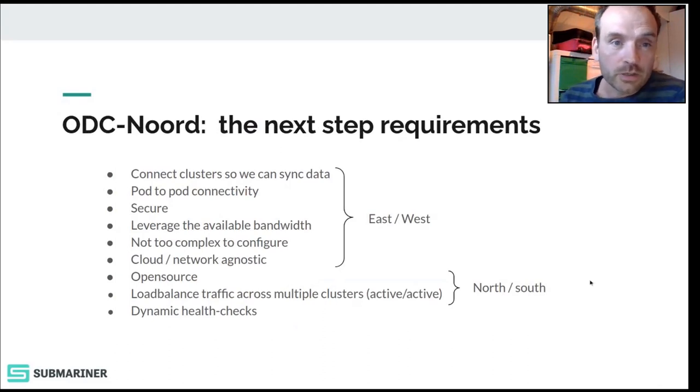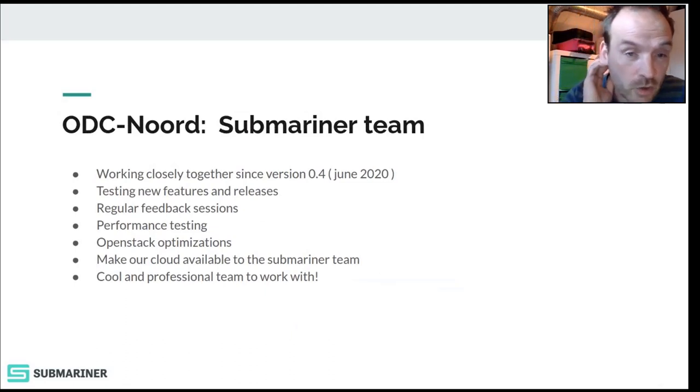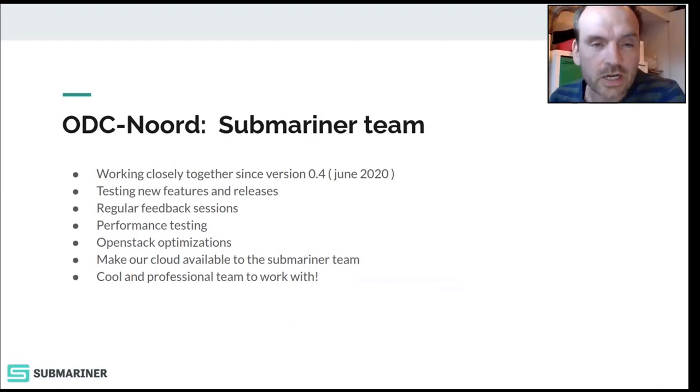We have been working closely with them since June 2020. I think it was version 0.4. And like Stephen explained, we've been testing new features and new releases. We could test upgrades. We had regular feedback sessions, which were very helpful. We learned a lot about our performance, so just how much performance we can get out of the network and out of the clusters. That also led to several OpenStack optimizations, which were really helpful. We hadn't figured them out ourselves yet.